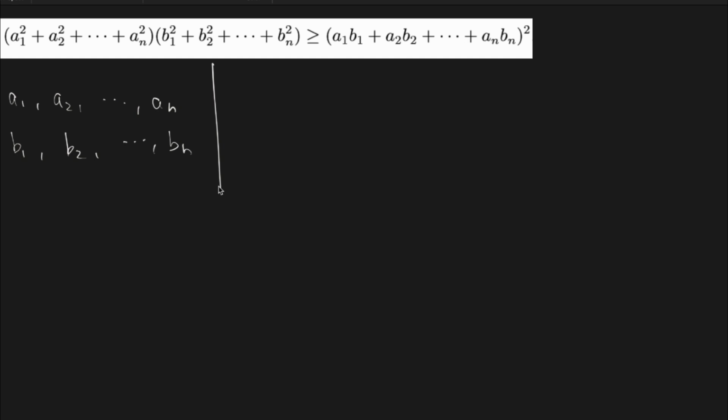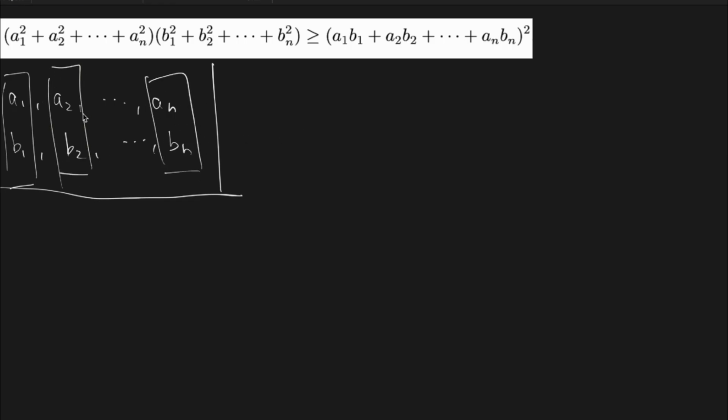And the Cauchy-Schwarz inequality states that if I were to square each of these terms, take their sum, square each of these terms, take their sum, and then I multiply the sums, which is just the left-hand side, that would be greater than or equal to this quantity, which is if I were to multiply these together, multiply these together, add them all up, and take the square.